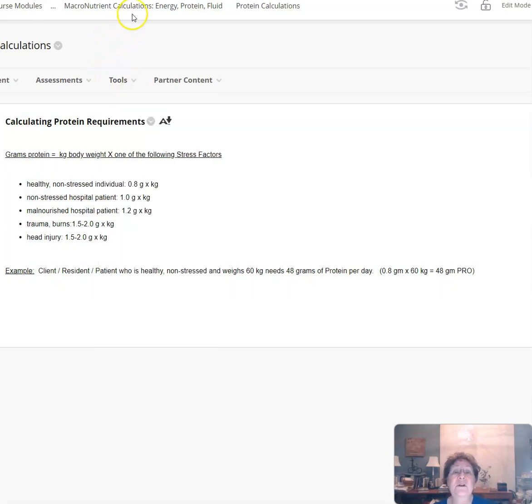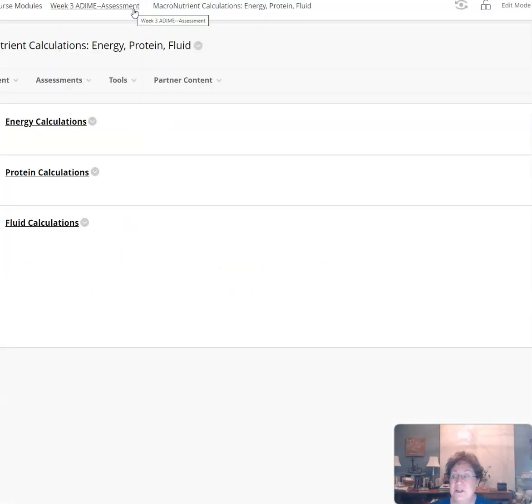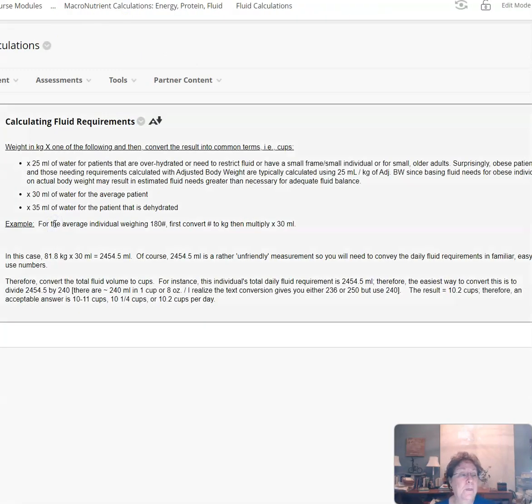All right, and let's go on to fluid calculations. I'm just touching on these. You'll spend more time when you're looking at these on your own. This is calculated also in kilograms, and we use one of 3 options, either 25 milliliters per kilogram, 30 milliliters, or 35. And again, I'm going to let you sort that out, and be sure to look at our example here too.